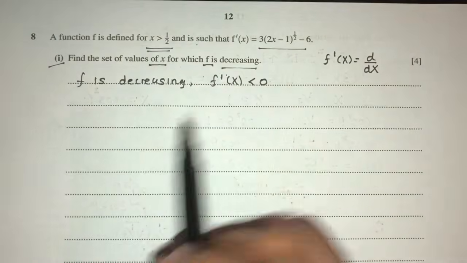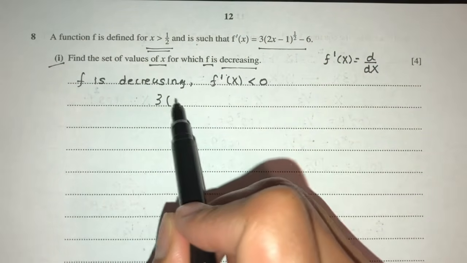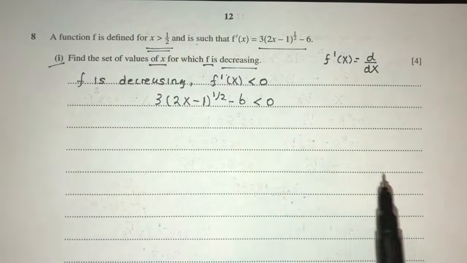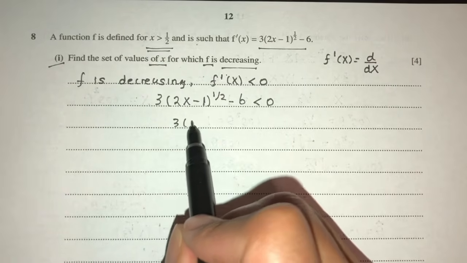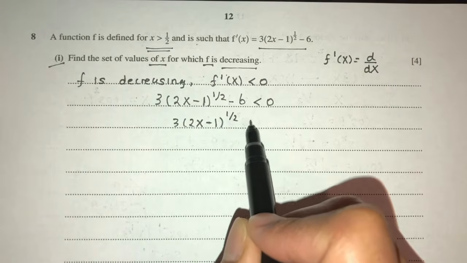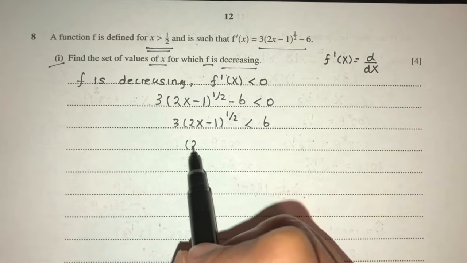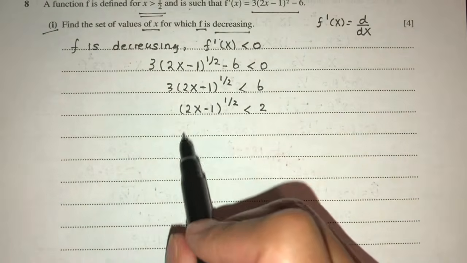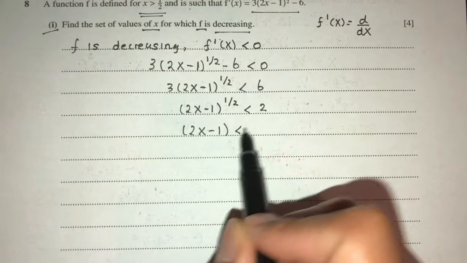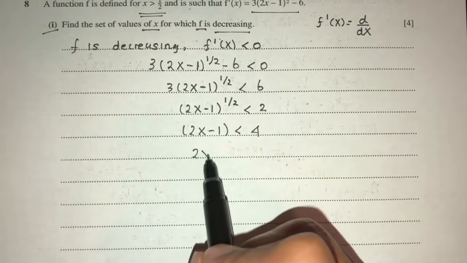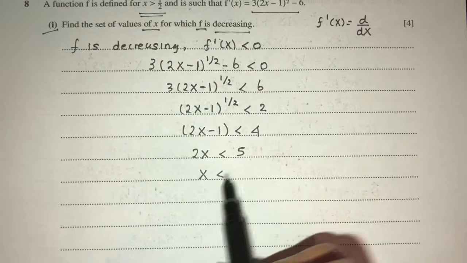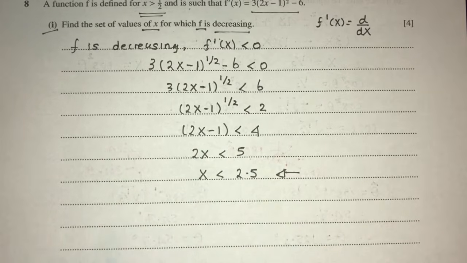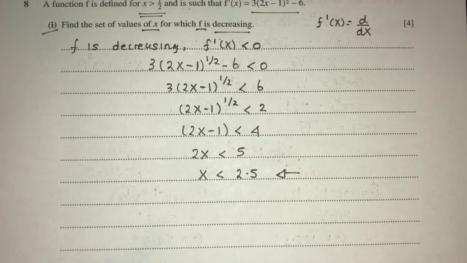So let's solve this equation. You will have 3 times (2x minus 1) to the power half minus 6 has to be less than 0. So you have 3 times (2x minus 1) to the power half has to be less than 6. (2x minus 1) to the power half has to be less than 2. And we have 2x minus 1 has to be less than 4. 2x has to be less than 5. x has to be less than 2.5. That will be a set of values of x for which it is decreasing. That is for part 1.